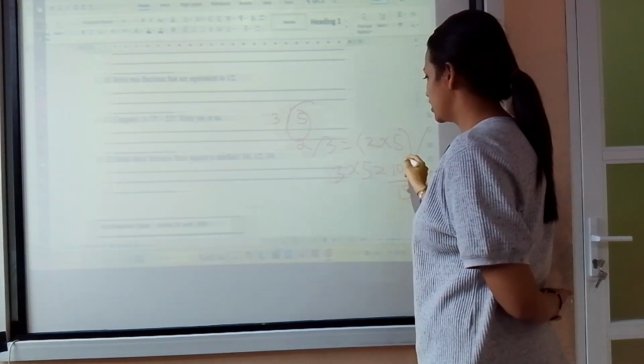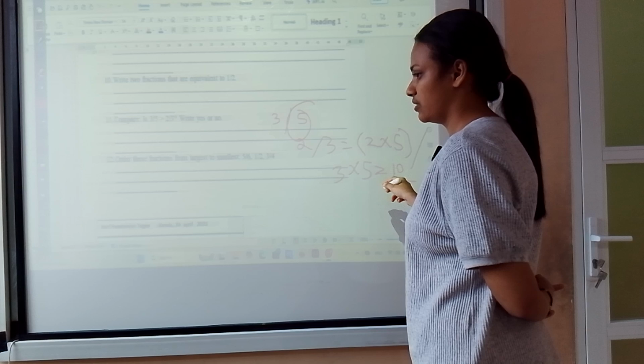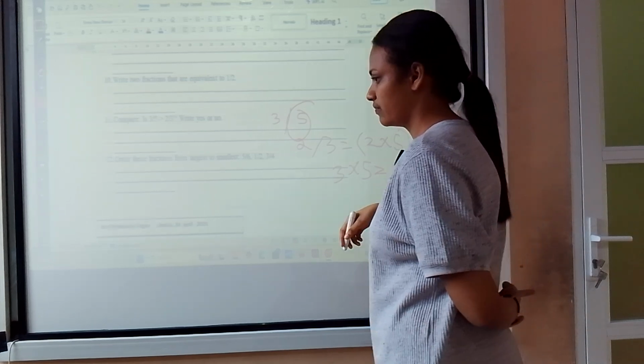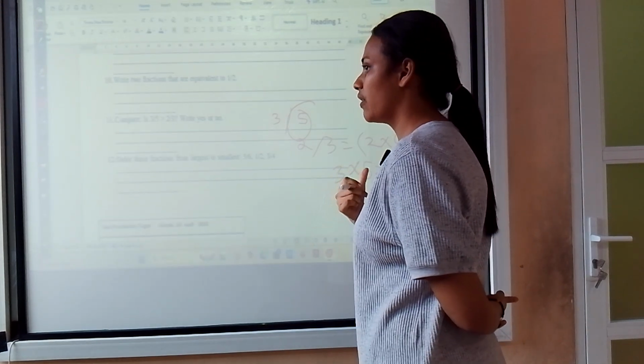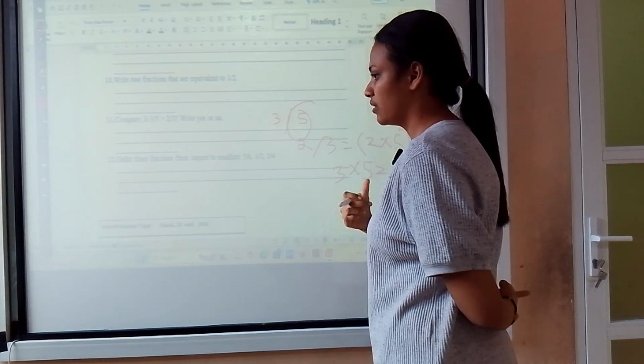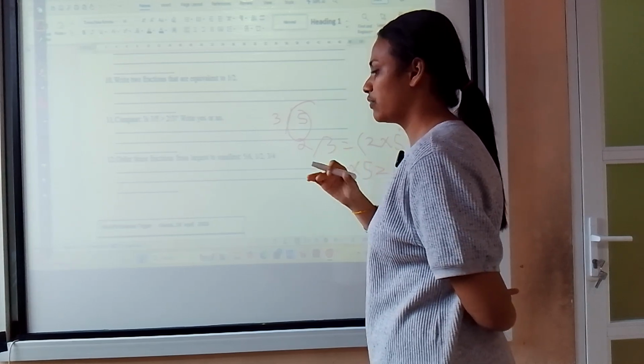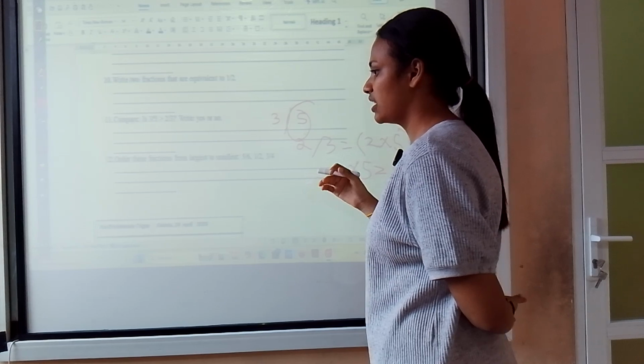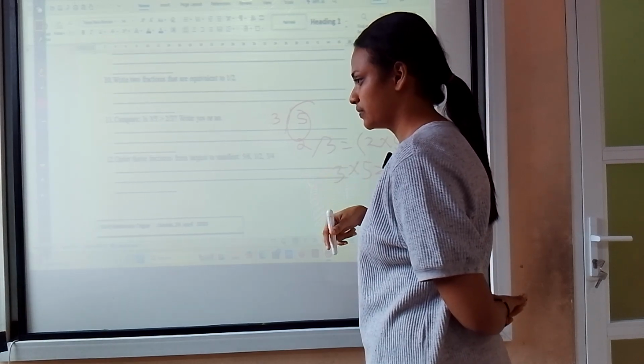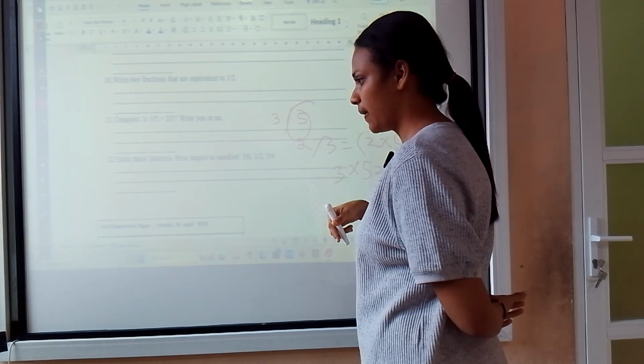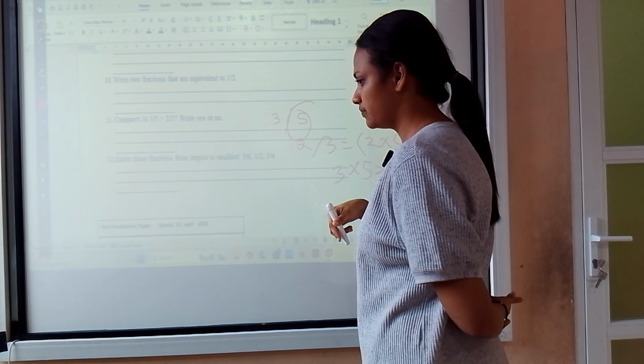So this is, of course, the largest. We use equivalent fractions in here. Fraction equivalent. Pecahan sama rata, miss. Can you make it simpler? Yes. How?